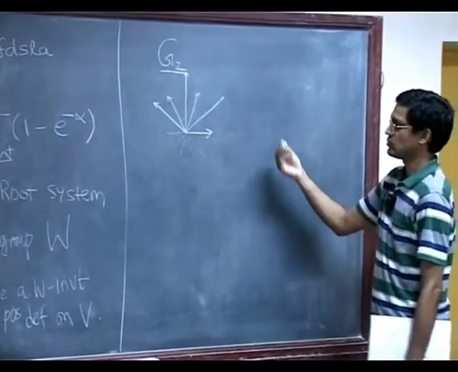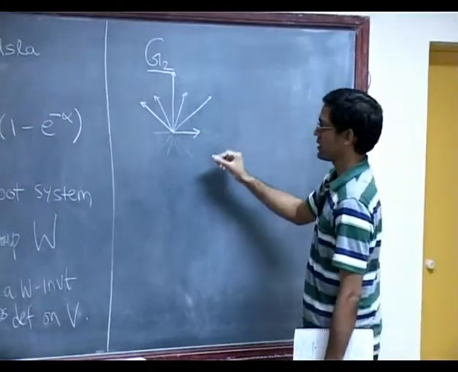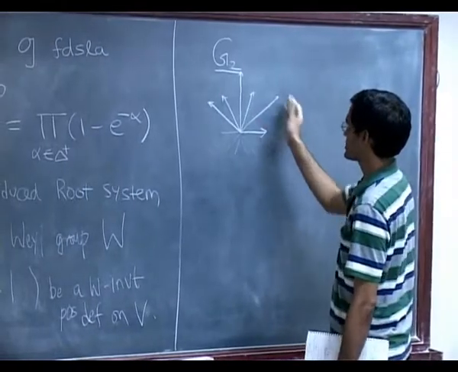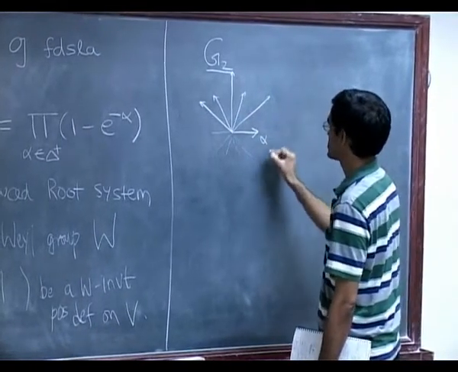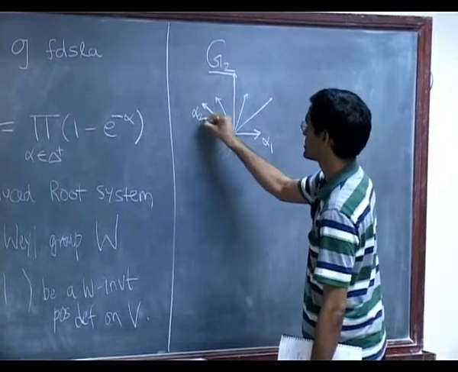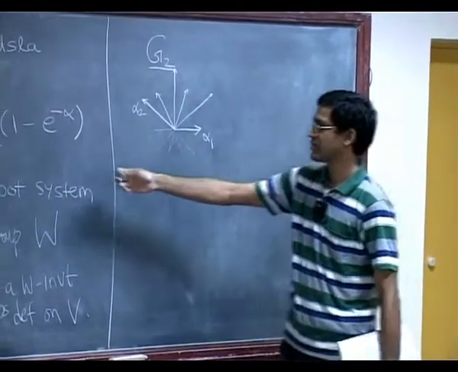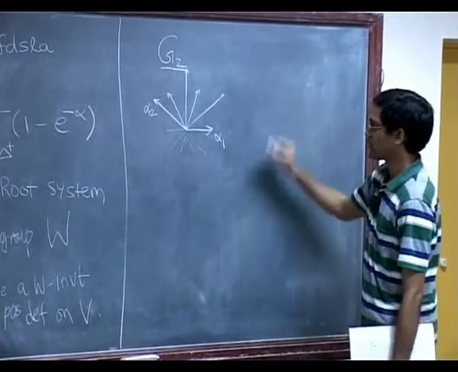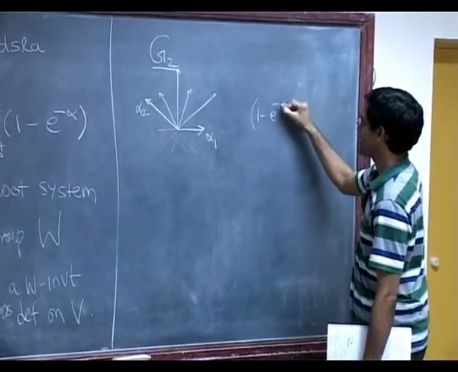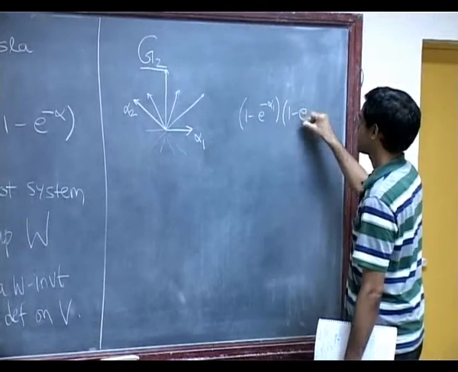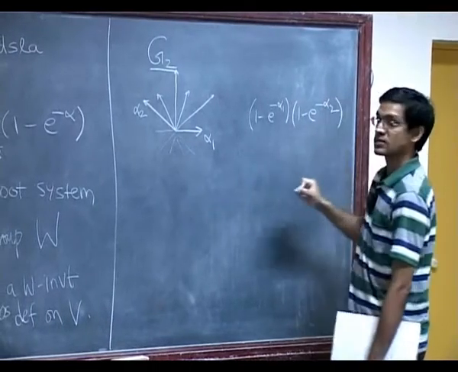So that is the positive part of the G2 root system, and so this is saying if you took this two dimensional vector space, and let us call these two roots alpha 1 and alpha 2, the two simple roots, then if you formed this product, for example, look at the product on the right hand side, it looks like 1 minus e to the minus alpha 1, 1 minus e to the minus alpha 2, those are the two simple roots.